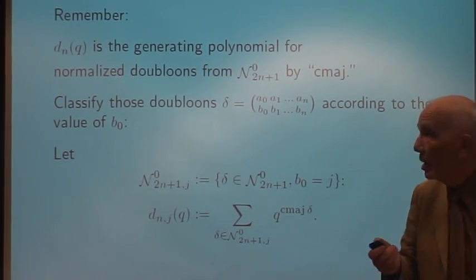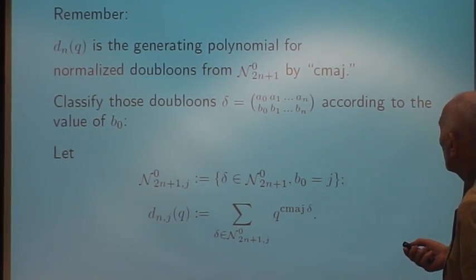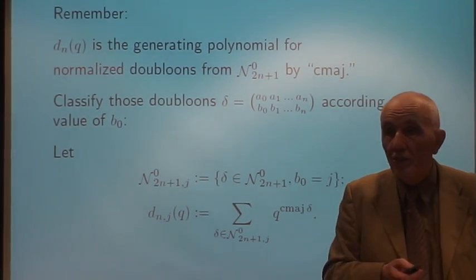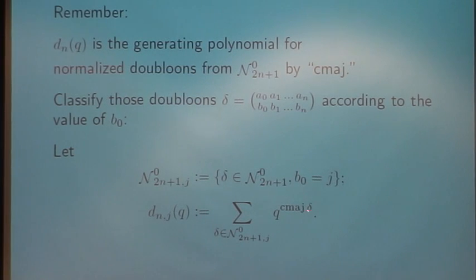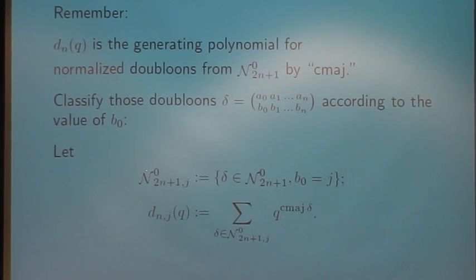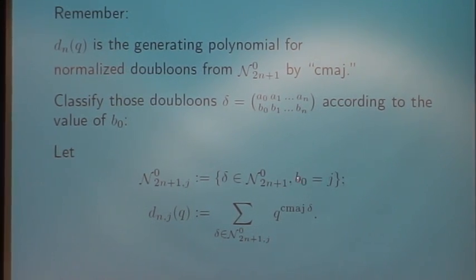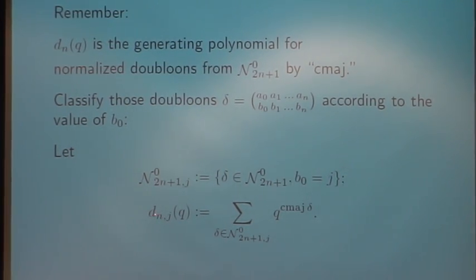Classify those normalized doublets according to the value of B0. So you see this, it's natural definitions. We have all the normalized doublets, and here we classify according to the B0. And we define D and J according to this.